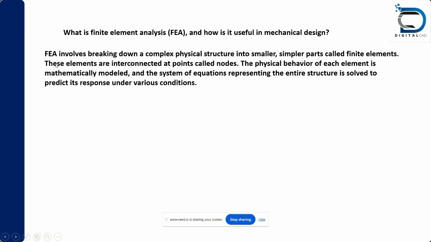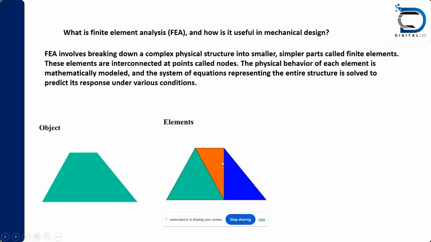So here three stages are happening. First, you have an object. For example, we have a 3D design, a CAD design we created for any part. If I want to do FEA on this part, I break it into smaller elements or small portions. That is what we call the elements. Here you can see the same 3D part broken into three elements.